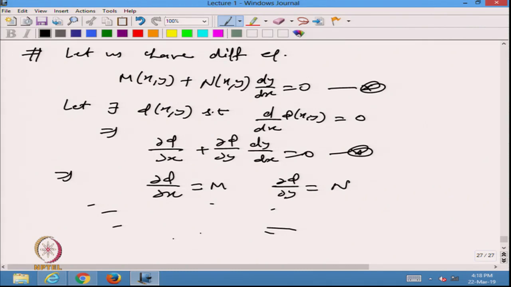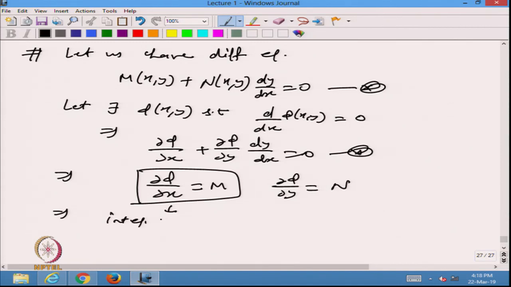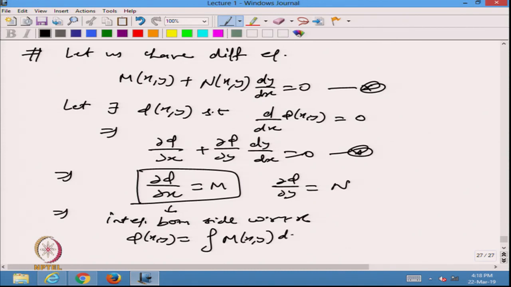Now, I want to find phi. From here I just solve this differential equation, this one. Integrating both sides with respect to x, I will get phi(x, y) equal to the integral of M, which is a function of x and y, dx plus a constant of integration.